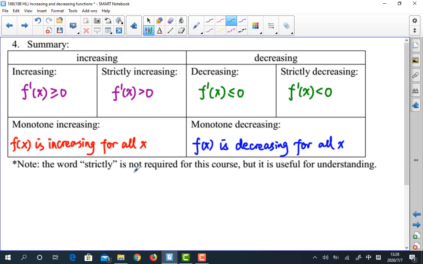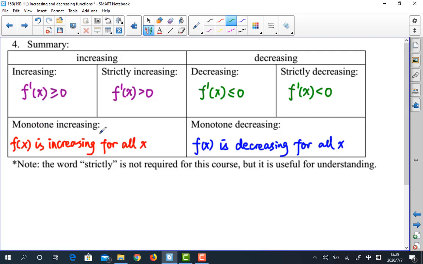The word strictly is really not required for this course, for both HL and SL, but it is useful for understanding. So when we talk about increasing or decreasing intervals in both SL and HL courses, we only need to use this one or this one, this one or this one for decreasing. You don't have to really differentiate between increasing and strictly increasing. You can use any way to represent the increasing, any way to represent the decreasing interval.